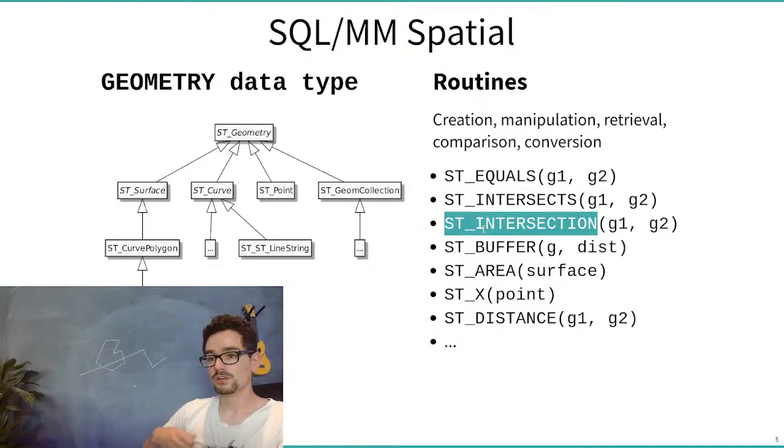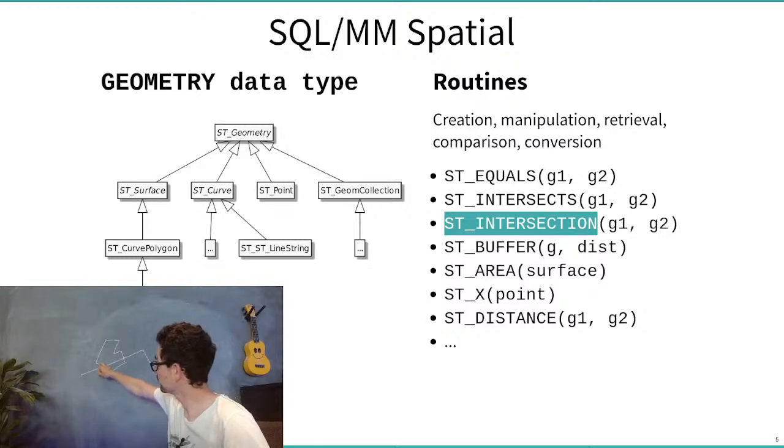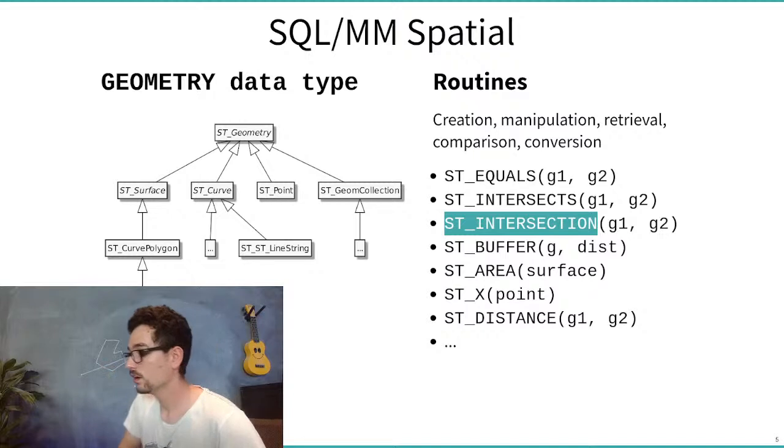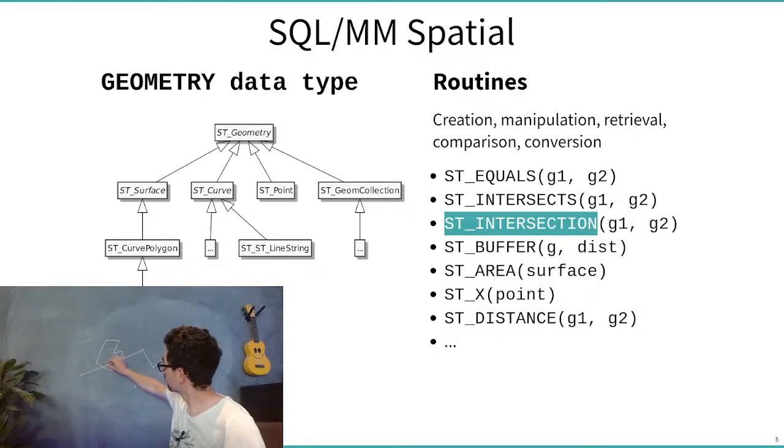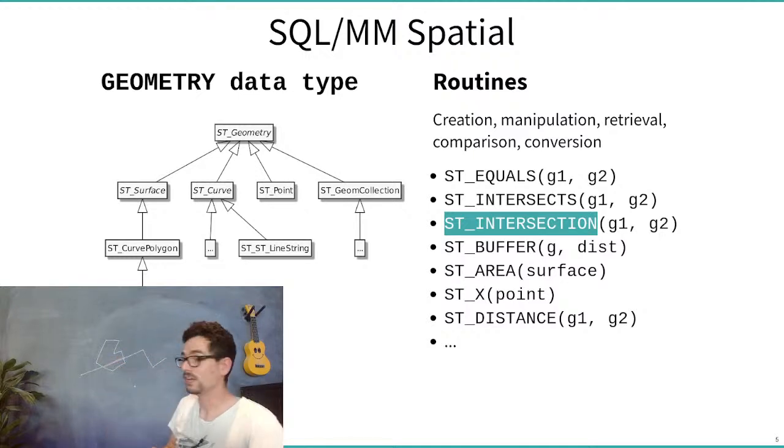Intersection gives you a new geometric object that forms the intersection. So for the intersection between this polygon and this line string, it would return that line string here. So you can compute a new object, which is a line string, the line string here.